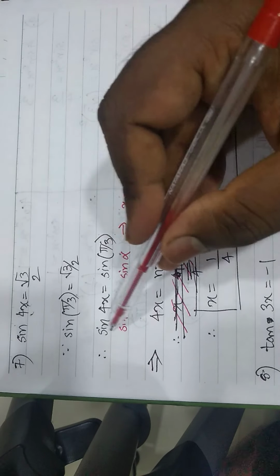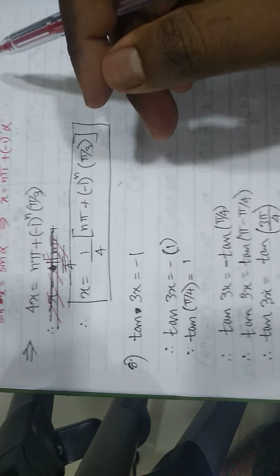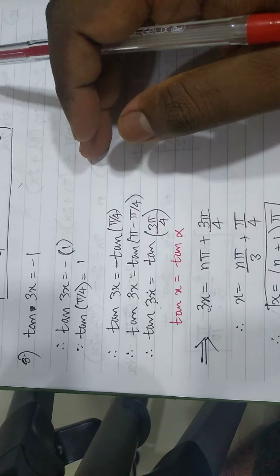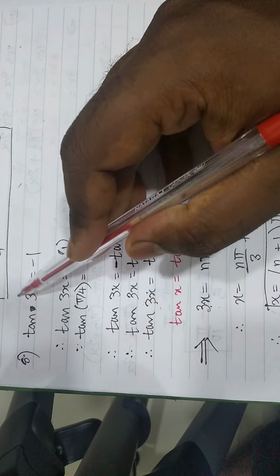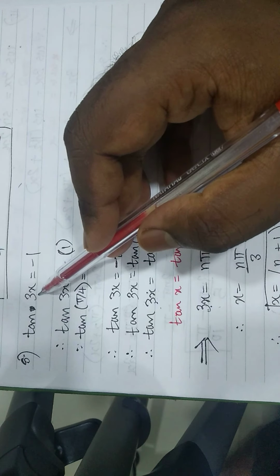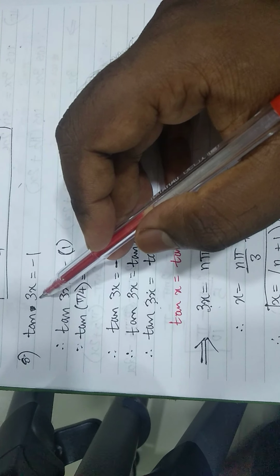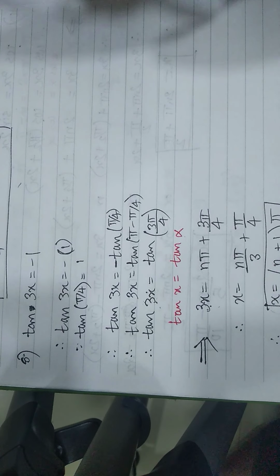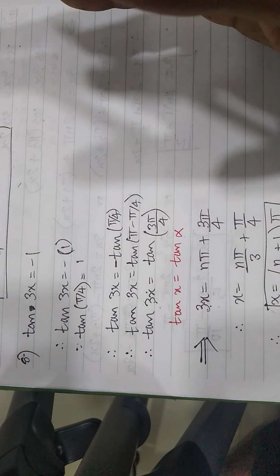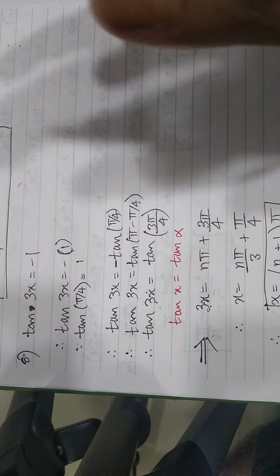So I hope you've understood this section. Let's tackle this problem now. Tan 3x equal to minus 1. Again, as you can see, don't get scared with this coefficient of x. It can be 10x, it can be 20x, it can be 100, 1000, 9736x. Doesn't matter what is the coefficient. We go ahead with the same protocol.